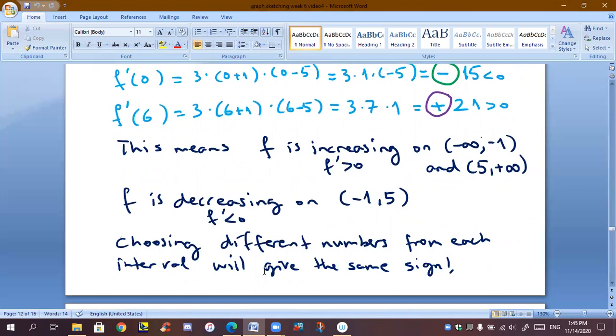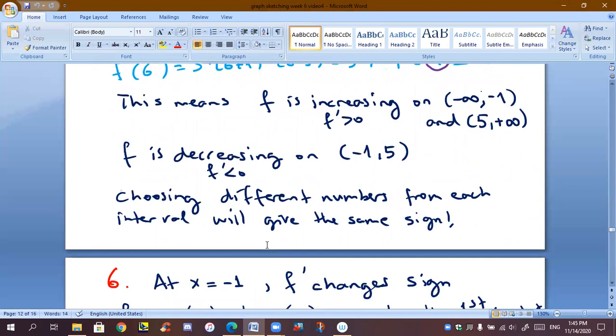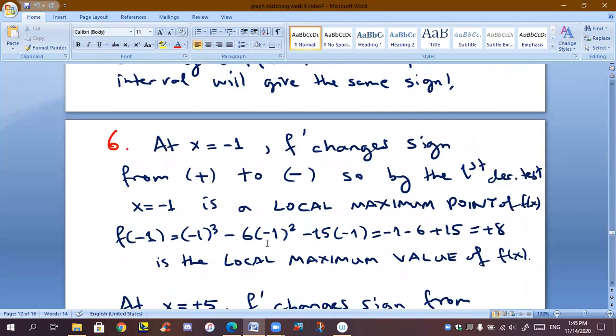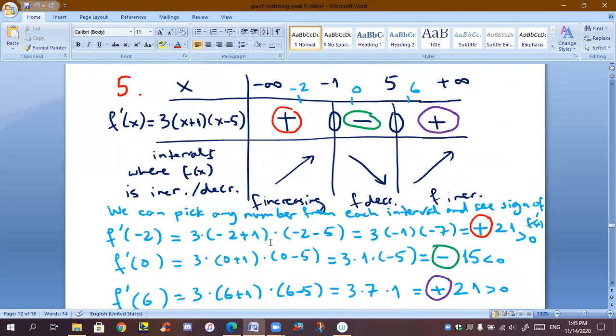Again, as I said, choosing different numbers from each interval will just give the same sign. It doesn't matter. And then the next thing, we want to find out local max and min. So we had two critical points, minus 1 and 5. Actually, it's already visible from this third row here: at minus 1 the function changes from increasing to decreasing, so that's going to be a local maximum point. Also, look at 5. The function changes from decreasing to increasing. That's going to be a local minimum.